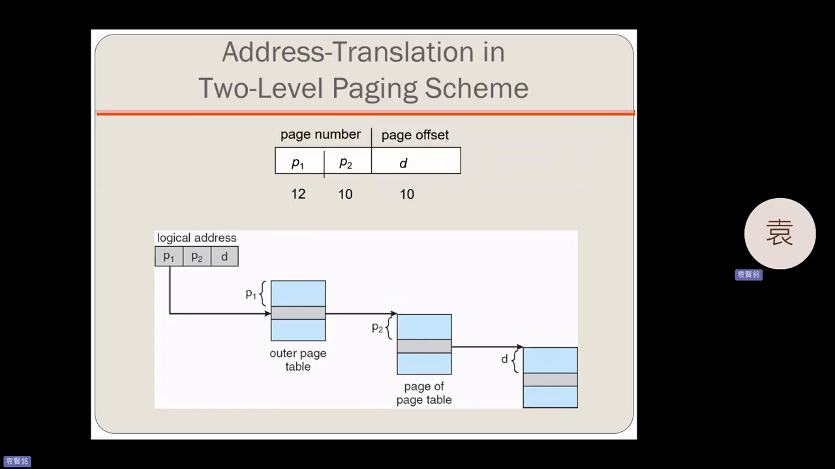Address translation in two-level paging works like this: a logical address contains three parts, P1, P2, and the offset d. P1 is used in the outer page table to find the starting address, that is, the frame number, of the inner page table. Then P2 is used to search the inner page table to find the real frame number. And then d is the offset within that frame.